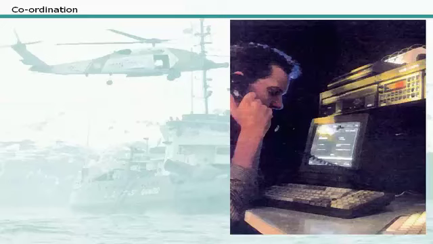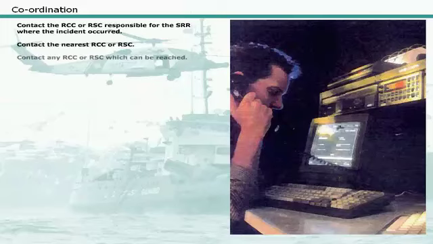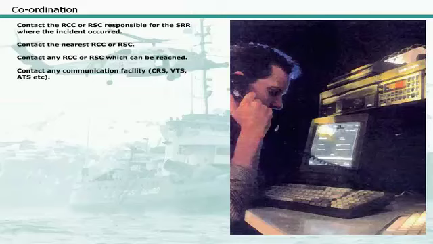When a vessel or aircraft becomes aware of a search and rescue incident directly, it should alert the appropriate coordination center in one of the following ways. Contact the coordination center, or RCC, responsible for the search and rescue region where the incident occurred. Contact the nearest coordination center, or RCC. Contact any coordination center, or RCC, which can be reached. Contact any communication facility.